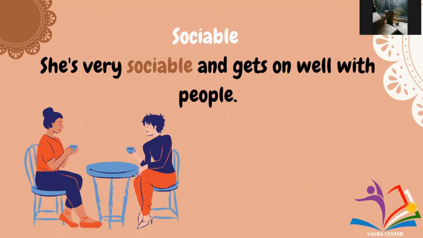Sociable means someone that can be social, can make friends easily, can go out to a crowded place full of people, like extrovert personalities. That kind of person is called sociable. So, she's very sociable and gets on well with people. Sociable means can make friends easily.